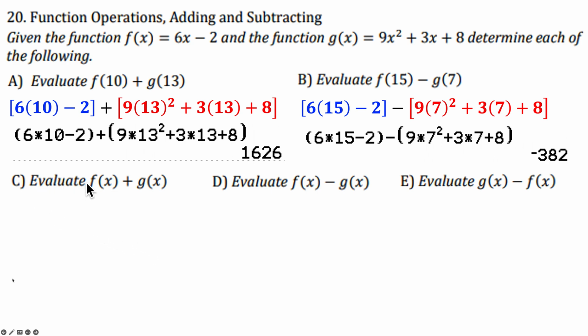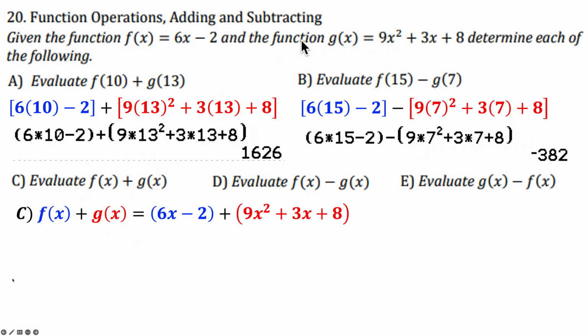Part C, find f of x plus g of x. Okay, we're going to add those two together. Combine like terms, we're going to get a 9x squared. 6x plus 3x is 9x, minus 2 plus 8 plus 6.